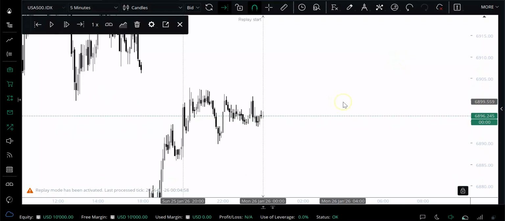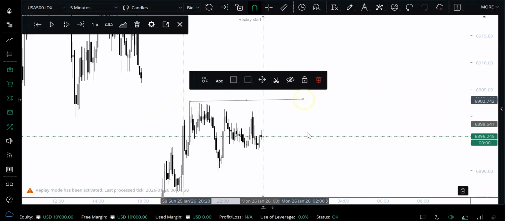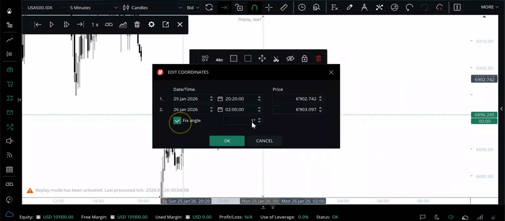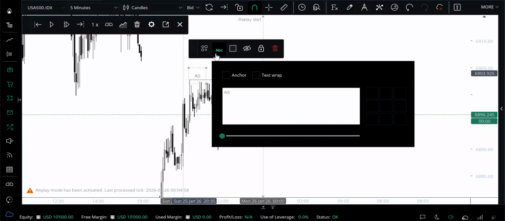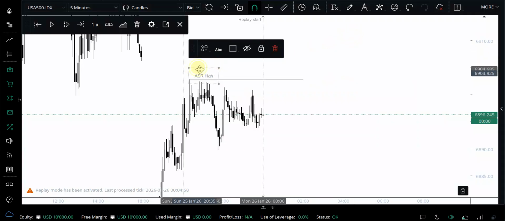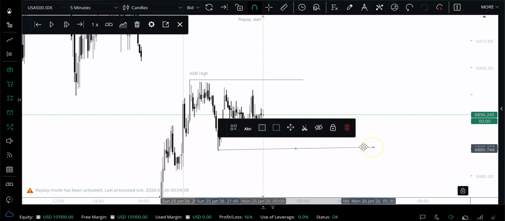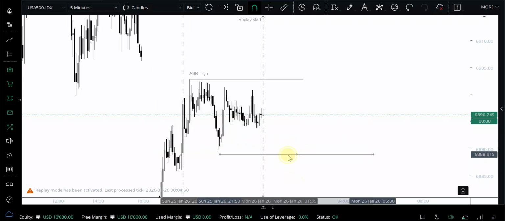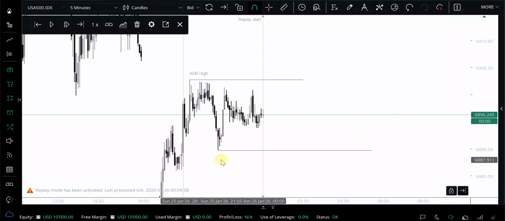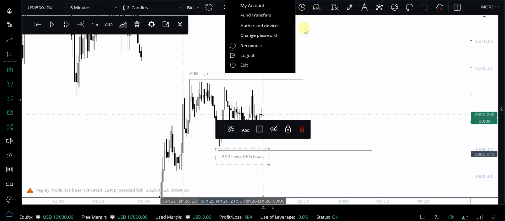To midnight. Then I mark out that's my Asian high. Asian session high. Then this is my Asian session low right there. Asian session low, stroke, relative equal lows, because that is now my anticipated drawn liquidity.